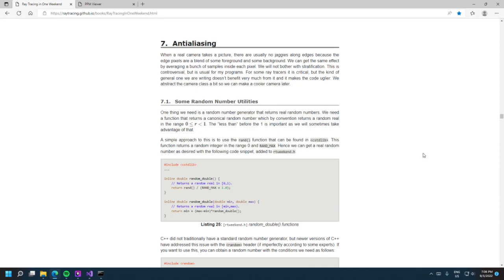Well, real camera. I don't even know how to pronounce that word, so I'm not going to pronounce it. It's section 7. When a real camera takes a picture, there are usually no jaggies along edges because the edge pixels are a blend of some foreground and some background. We can get the same effect by averaging a bunch of samples inside each pixel. We will not bother with stratification. I don't know what that is. This is controversial. Well, for now we're doing it their way.